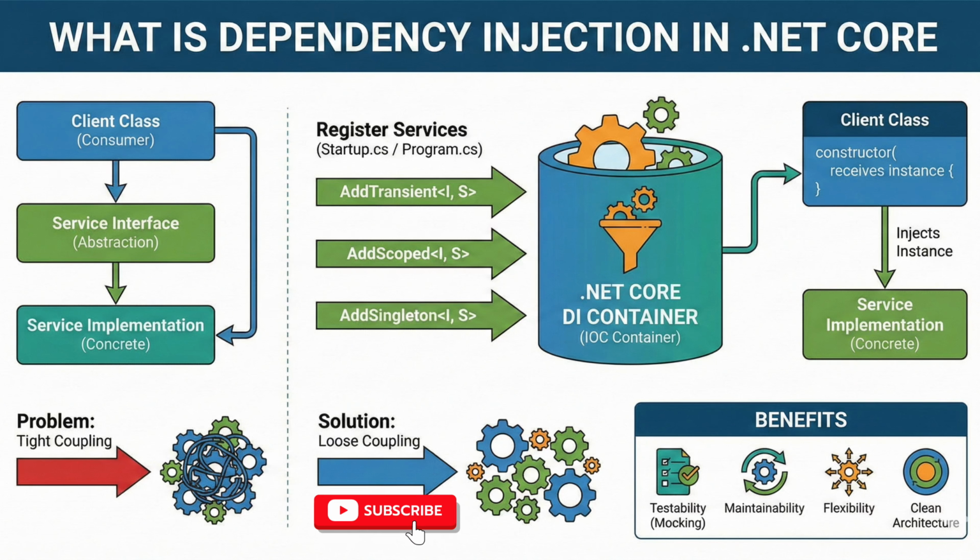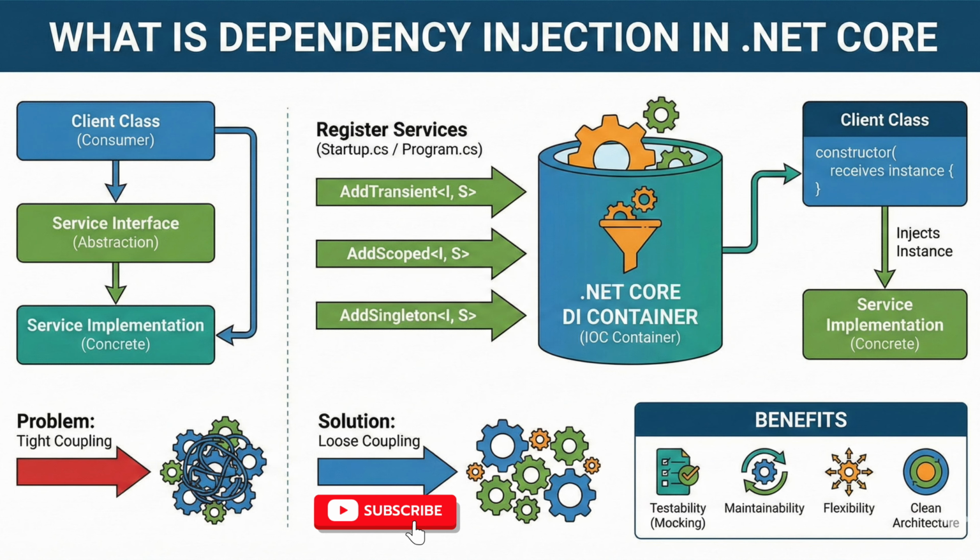What is dependency injection in .NET Core? Dependency injection, DI, in .NET Core is a design pattern used to achieve loose coupling between classes by removing the responsibility of creating dependent objects from the client class. Instead, dependencies are injected by the .NET Core IoC, inversion of control, container.